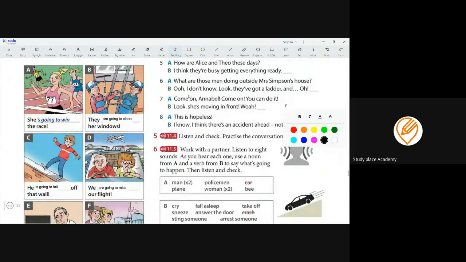What are those men doing outside Mrs. Simpson's house? Oh, I don't know. Look, they've got a ladder and oh, they are going to clean her windows. So number 6 with B.